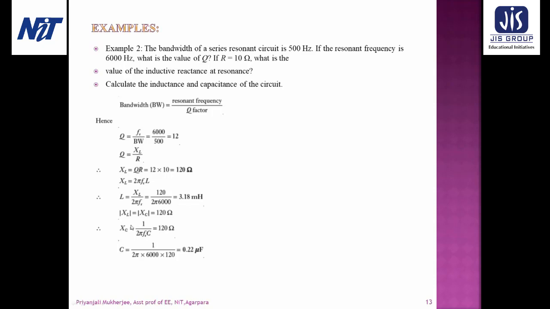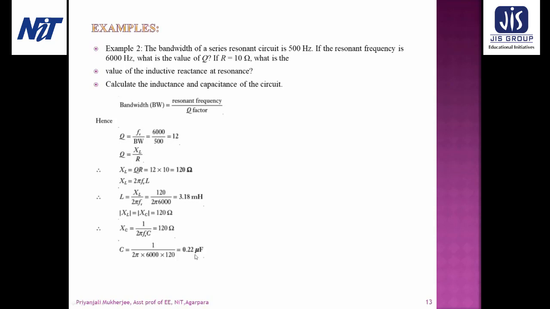And at resonating condition, XL is equal to XC, so XC also becomes 120 ohm, and XC is equal to 1 by 2 pi FC. From this equation, we can say C is equal to 1 by 2 pi F into XC. So putting the values, we can find out the value of C, that is equal to 0.22 microfarad.